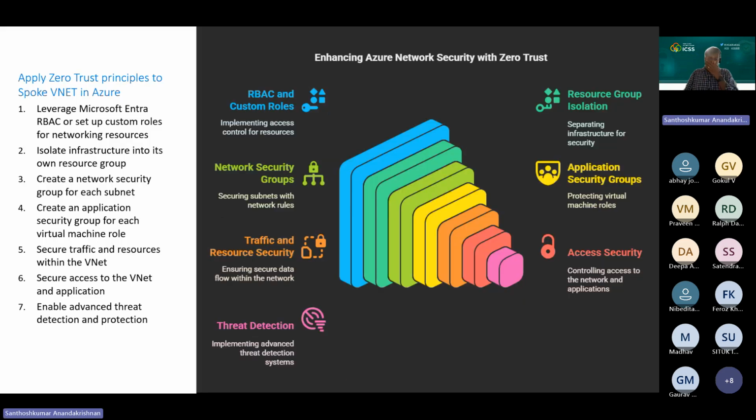Let's go to the next slide. This speaks about enhancing your Azure networking security with zero trust for the spoke VNet. What we spoke about in the earlier slide covers the hub: how do you protect your hub, making sure your firewall sits in place and all the traffic coming from the spoke is captured there.